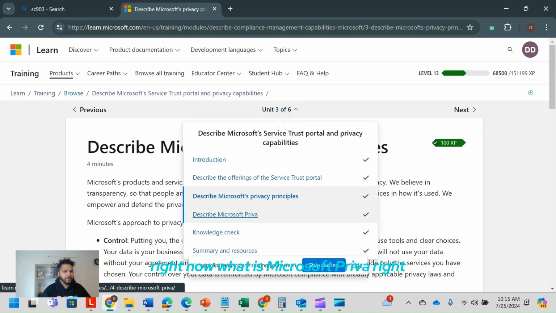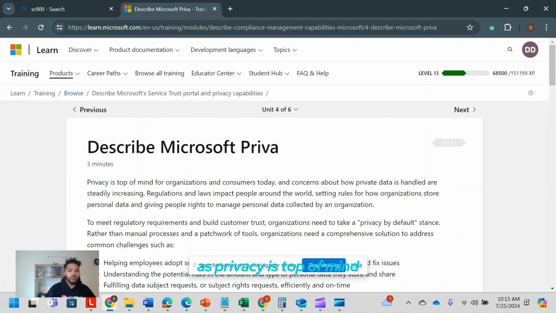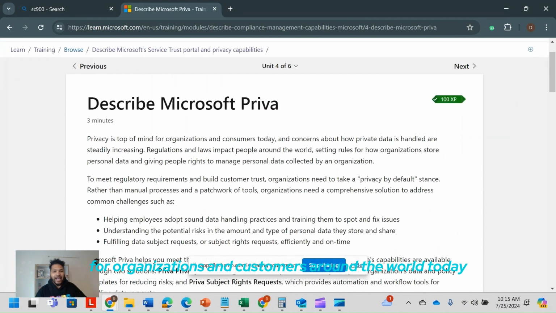All right. Now, what is Microsoft Priva? As privacy is top of mind for organizations and customers around the world today, concerns about how private data is handled are rapidly increasing. Regulations and laws impact people around the world, setting rules for how organizations store personal data and giving people rights to manage personal data collected by an organization.